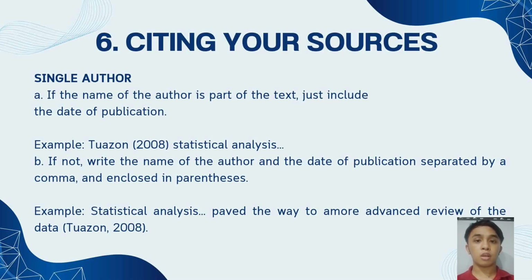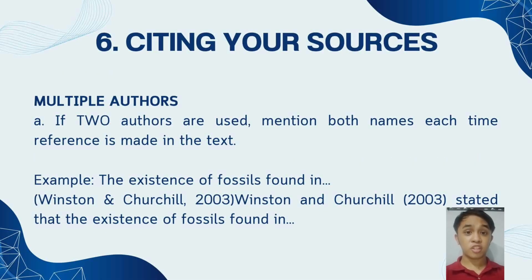Use this format when your information came from only one author. Second, multiple authors or two authors. If there are two authors, mention both their names every time you cite them. Always write both their names joined by "and" or the ampersand symbol, depending on sentence placement.